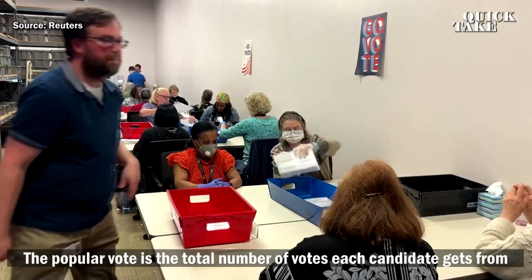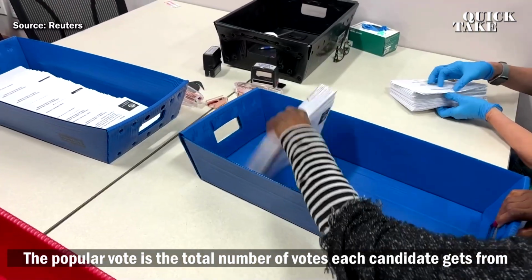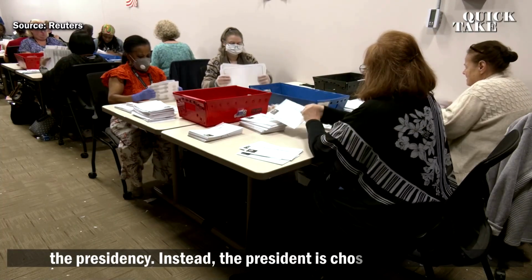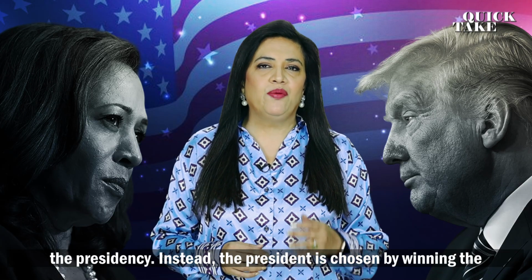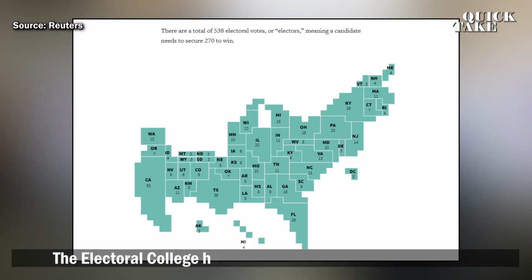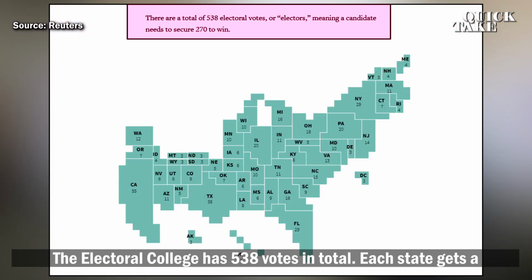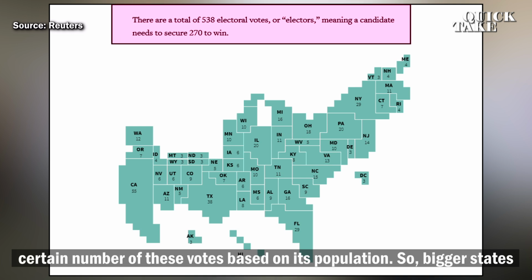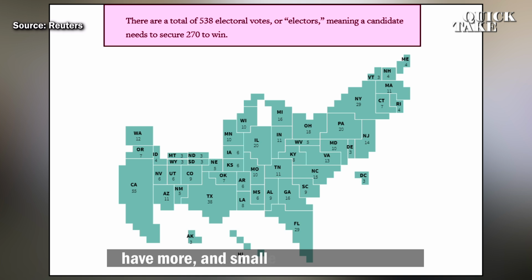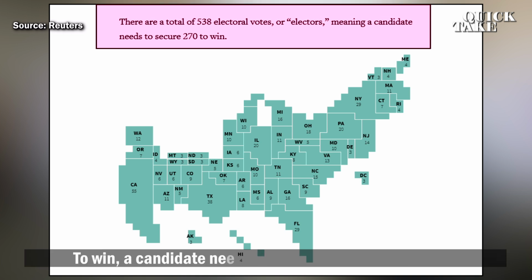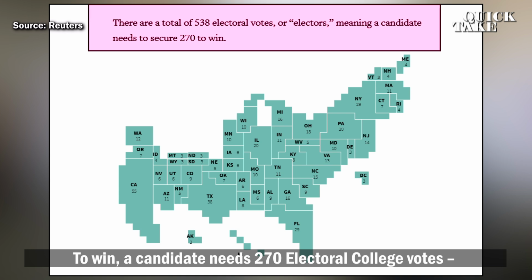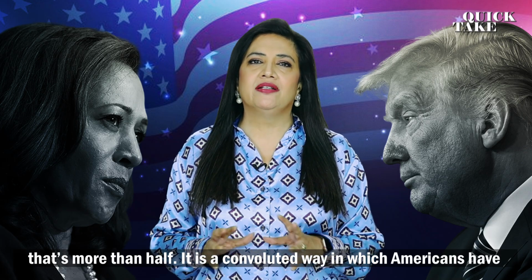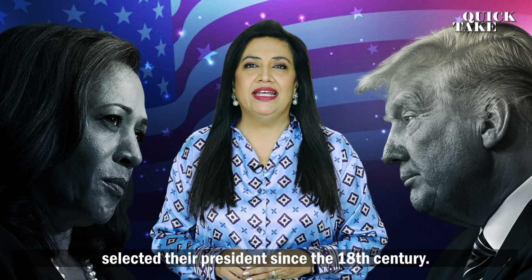The popular vote is the total number of votes each candidate gets from the people. But in the US, winning the popular vote doesn't guarantee the presidency. Instead, the president is chosen by winning the Electoral College vote. The Electoral College has 538 votes in total. Each state gets a certain number of these votes based on its population. So bigger states have more and smaller states have fewer. To win, a candidate needs 270 Electoral College votes. That's more than half. It's a convoluted way in which Americans have selected their president since the early 18th century.